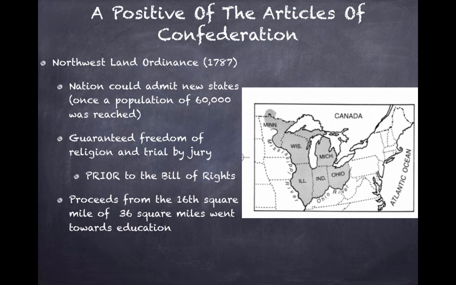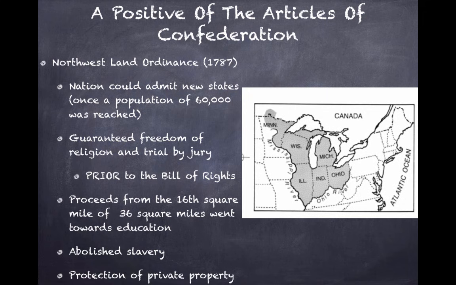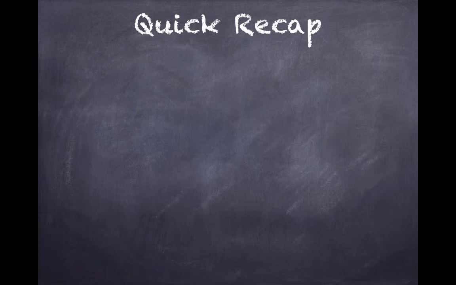Proceeds from the 16th square mile of 36 square miles went towards education. So towns would be divided into 36 square miles, 6 by 6. The 16th square mile of that 36, the proceeds from that land would go towards education. So we see the importance of education during this time. Perhaps most significantly, the Northwest Land Ordinance of 1787 abolished slavery. So slavery was illegal in this territory. So these states never really knew slavery because it was illegal. And we also had the protection of private property, which is going to be a huge theme in early American history.